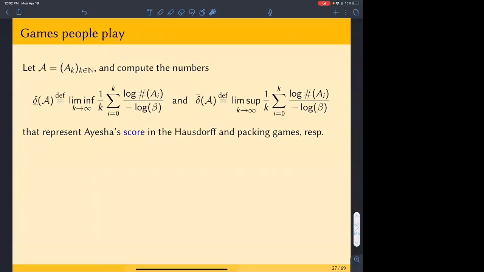Let A be the sequence of these centers that Aisha picked. The number that we're writing down here is the number of centers Aisha picked at, say, the kth turn. And then you calculate these numbers. You'll notice one is a lim-inf, one is a lim-sup. Why? Because these are going to compute Aisha's score. The lim-inf one will be for the Hausdorff game, and the lim-sup one will be for the packing game.